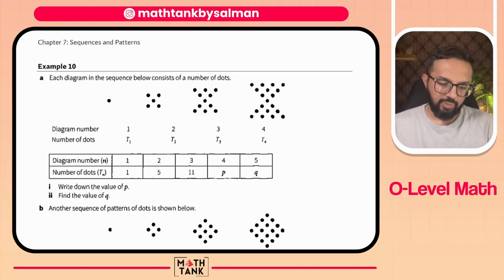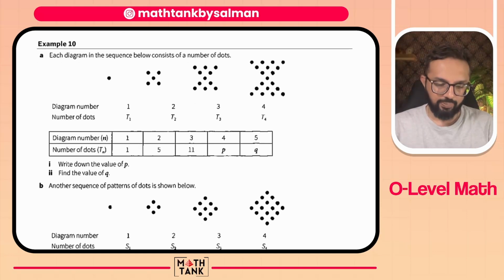Each diagram in the sequence below consists of a number of dots. Okay, diagram number 1 is that many dots. Write down the value, please. I need to count the number of dots actually. So that's 1, 2, 3, 4, 5, 6, 7, 8, 9, 10. 10 on this side and 9 on the other side. I think it should be 19.